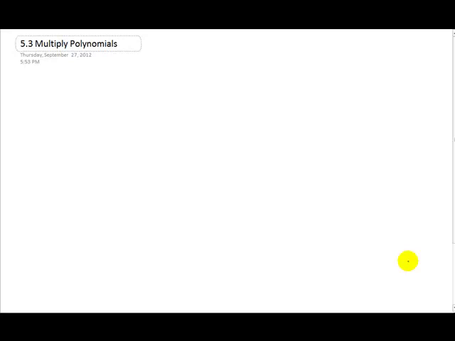5.3, multiply polynomials. Negative 3x squared times 5x to the fourth. Here we're going to multiply our coefficients. That's not a 0.5, just a regular 5. I guess that's a dot, but a point. Here we go.